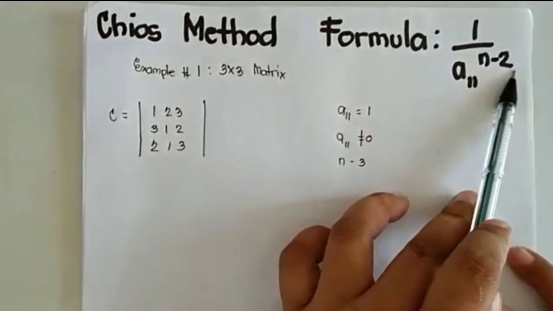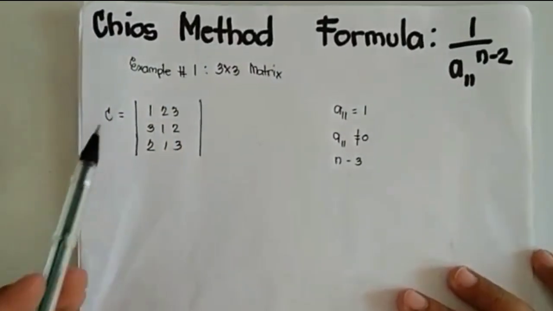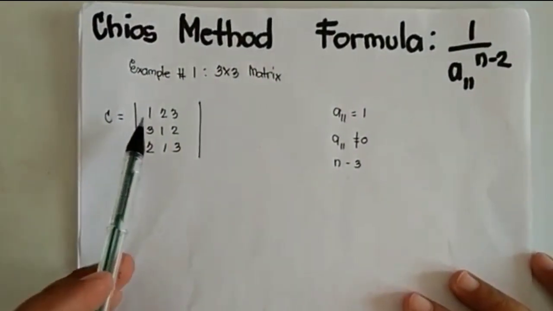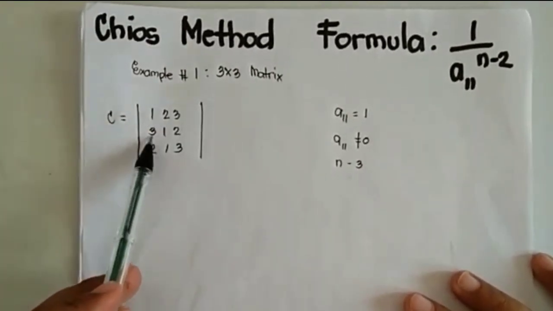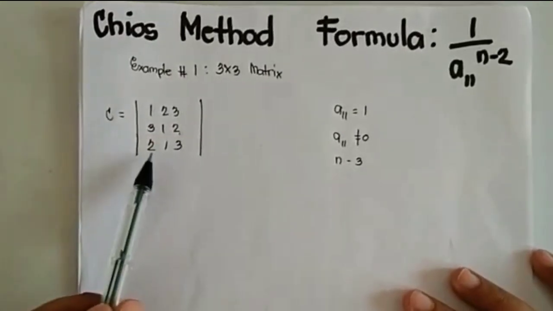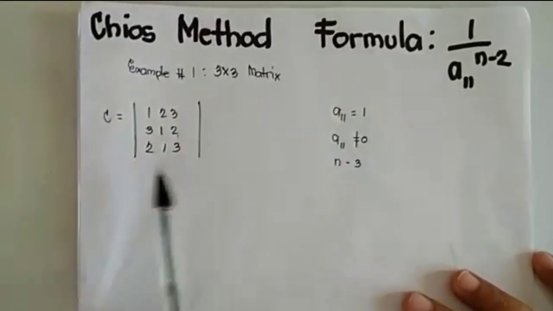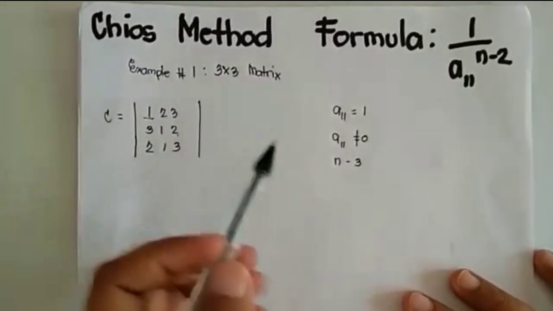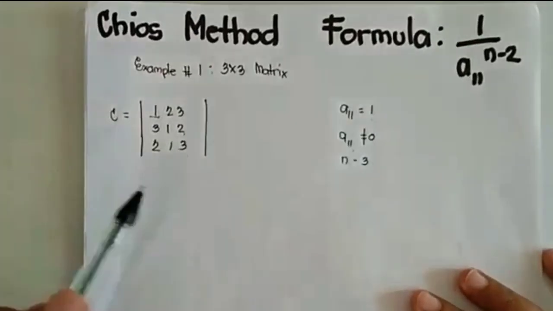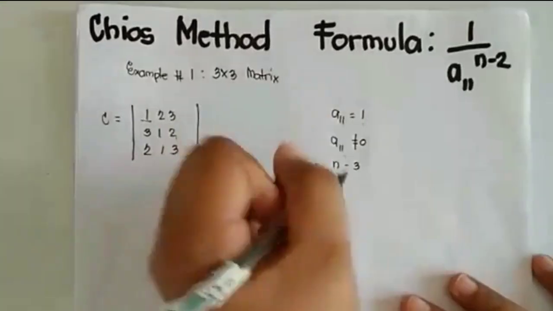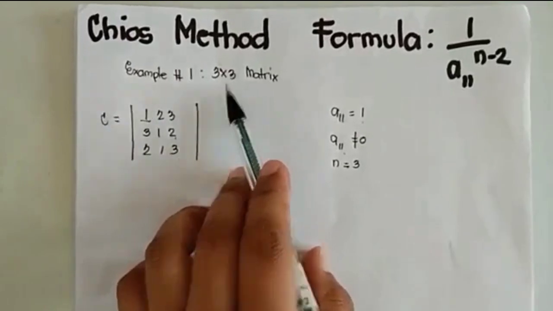So our example number 1 is the 3 by 3 matrix. The determinant's numbers for the first row are 1, 2, 3. Second row, 3, 1, 2. Third row, 2, 1, 3. So a11 is equal to 1 since the first value here is 1. And a11 is not equal to 0 since a11 is 1. And n is equal to 3 since we are using the 3 by 3 matrix.